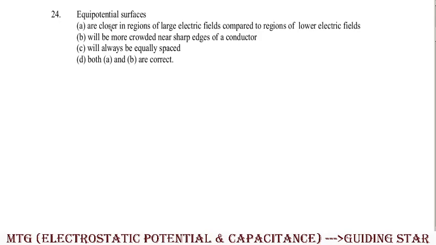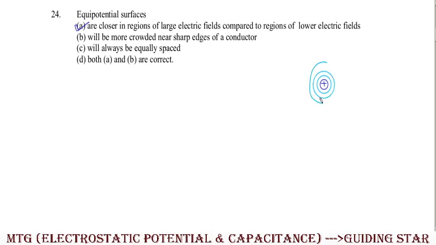Equipotential surfaces are closer in regions of large electric fields compared to regions of lower electric fields. Clear? So that is true. Why? Because it is a property of equipotential surface. Suppose I take one positive charge. If I draw the equipotential surface due to this positive charge, then this will look like this. So, equipotential surface due to positive charge.